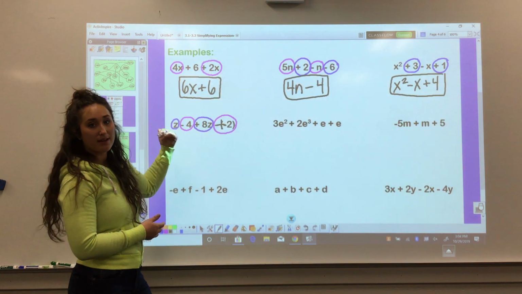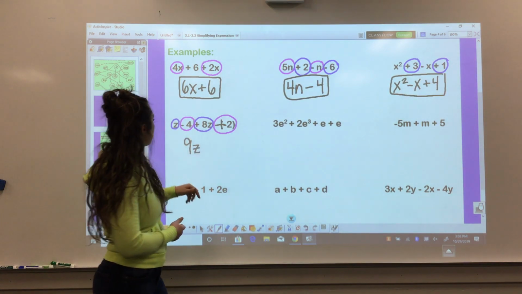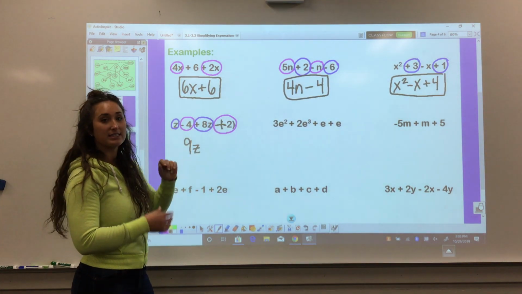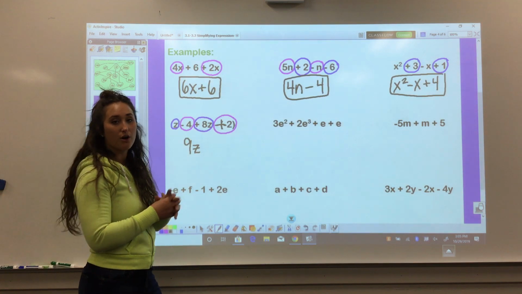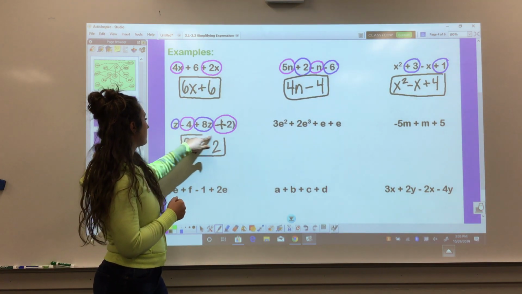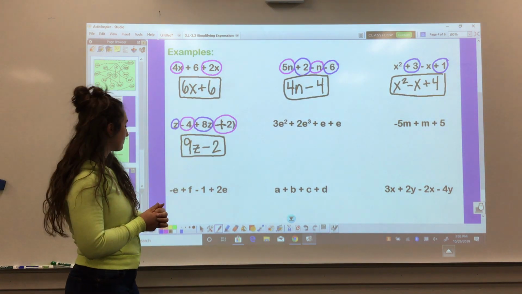So let's combine. We have z and 8z. That's 9z. Negative 4 plus 2 is negative 2. So you can either write plus negative 2 or minus 2. Okay?